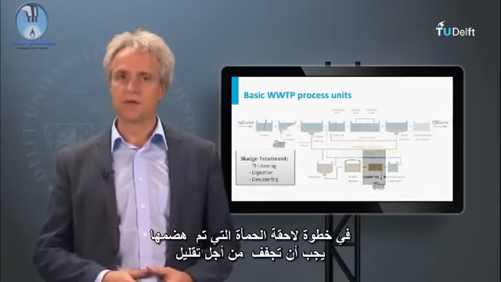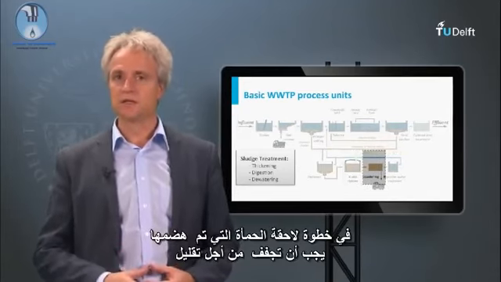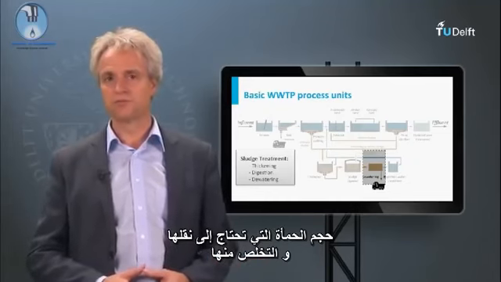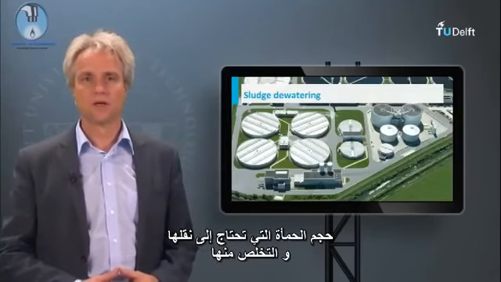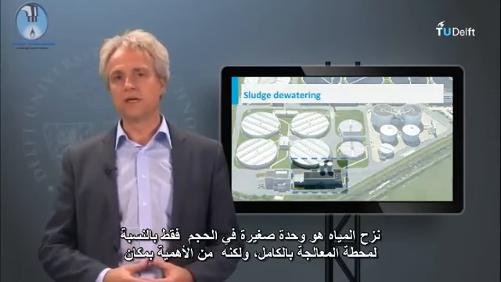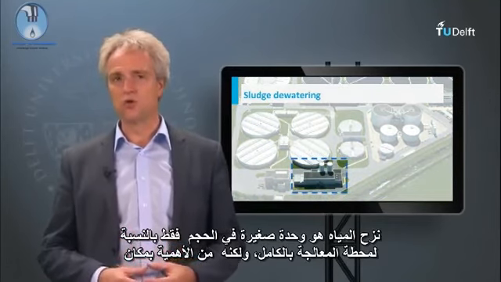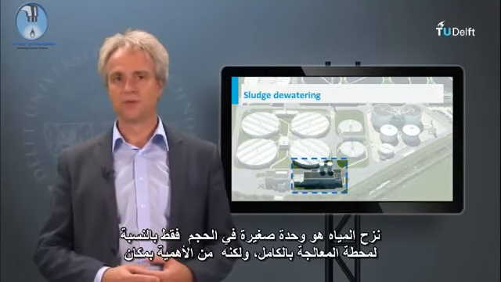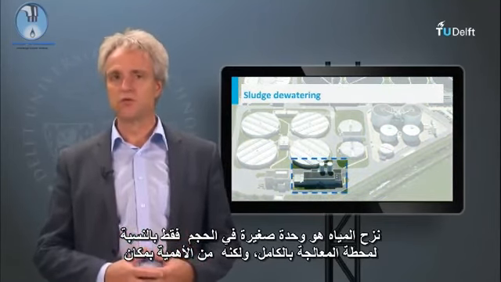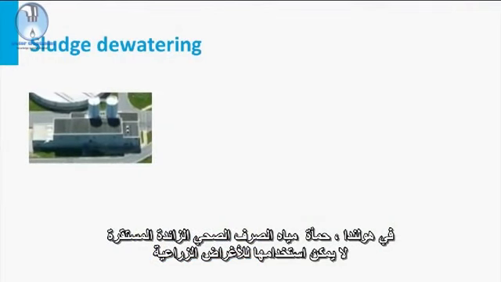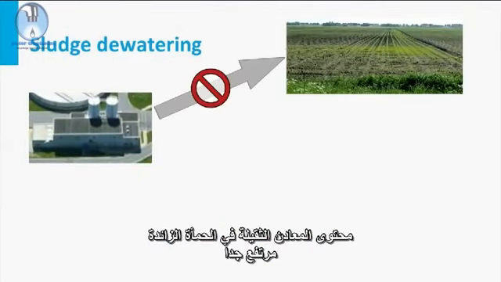In the subsequent step, the digested sludge needs to be dewatered in order to reduce the sludge volume. That needs to be transported and disposed of. The dewatering is in size only a small unit in the entire treatment plant, but it is crucial for the economics of the plant. In the Netherlands, stabilized excess sewage sludge cannot be used for agricultural purposes.